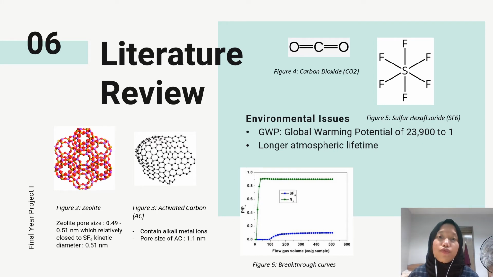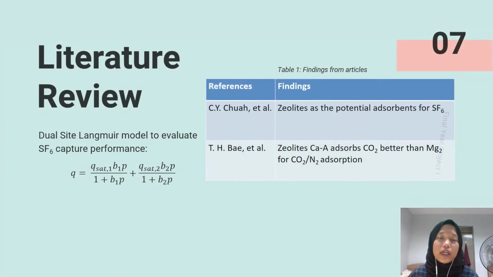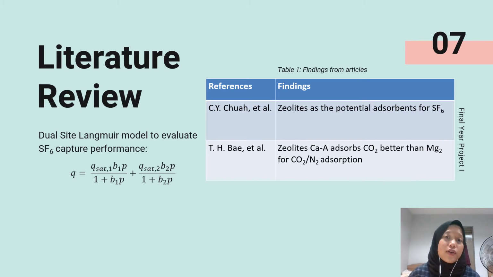Alright, so moving on to the second part of the literature review, these findings are the main findings from the article that contribute to this FYP project. As mentioned before, zeolite is a potential adsorbent for SF6 adsorption, and the same adsorbent could also adsorb carbon dioxide better than magnesium for carbon dioxide and nitrogen adsorption. These findings are crucial as SF6 has similar adsorption properties to carbon dioxide.